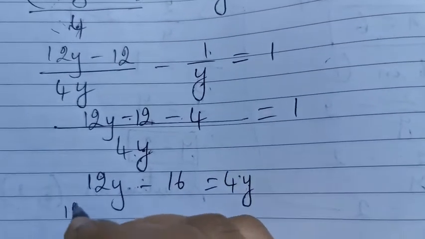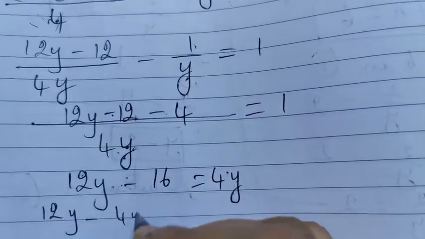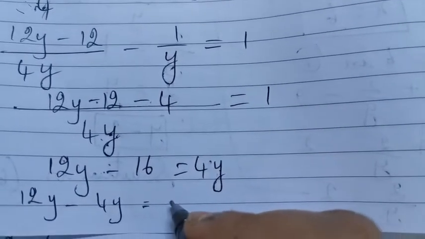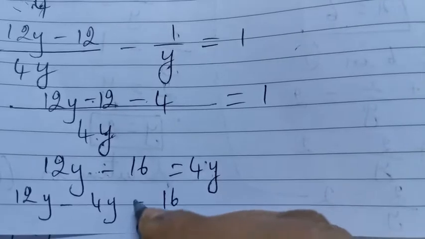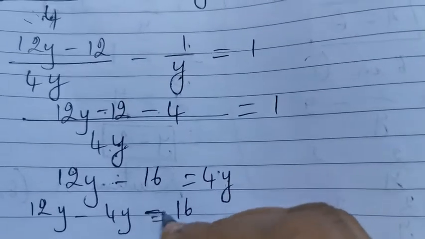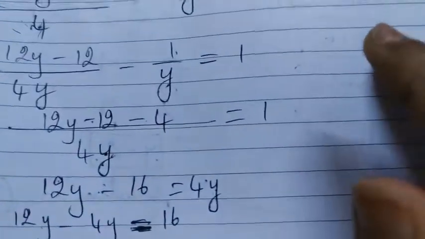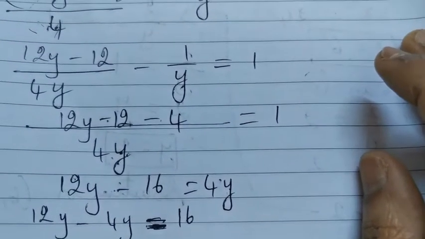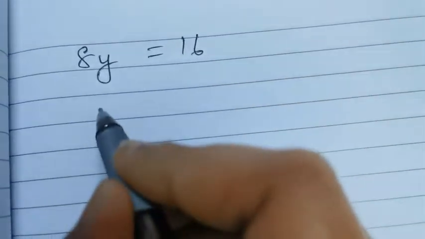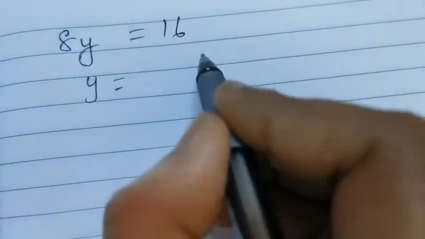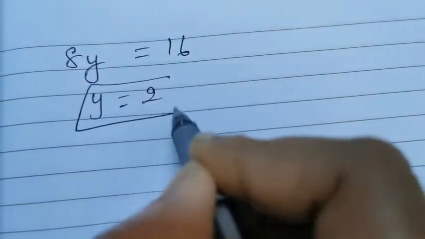So 12y minus 4y is equal to plus 16. Minus 16 goes to the other side, it becomes plus 16. Now 12y minus 4y is 8y. 8y is equal to 16. Therefore my y is 16 divided by 8, which is 2.